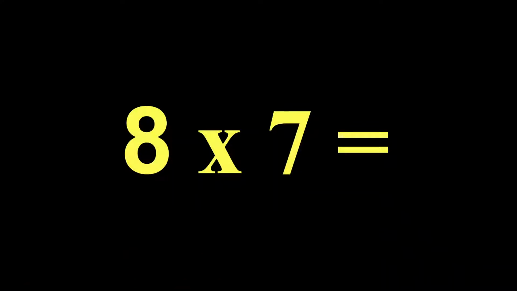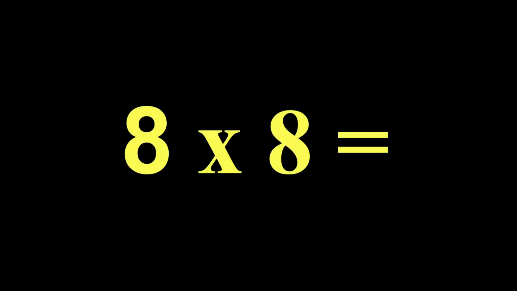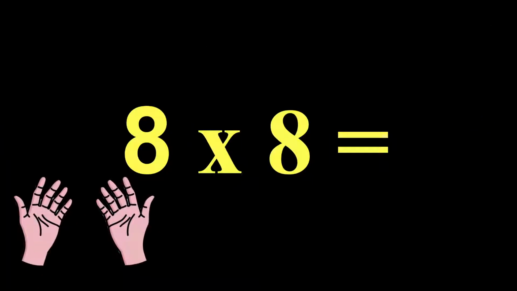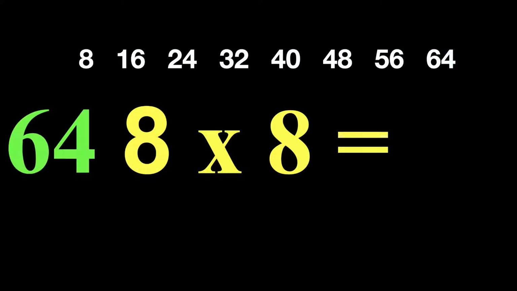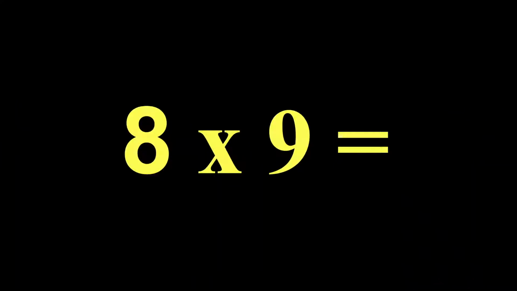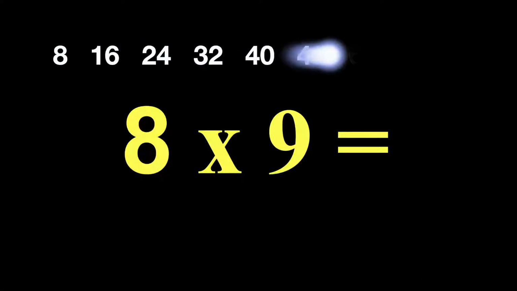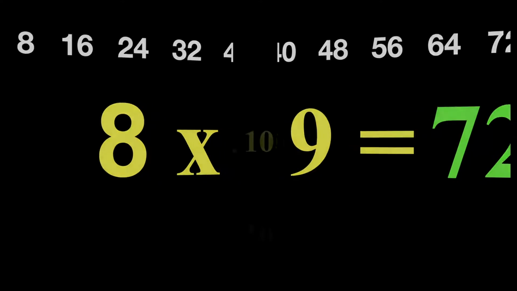8 times 7, keep track. Try some together. 8, 16, 24. You doing okay? 32, 40, 48, 56. Nice. 8 times 8. 8, 16, 24, 32, 40, 48, 56, all the way up to 64. 8 times 9. Oh, Wally. Ready? 8, 16, 24, doing okay, 32, 40, 48, 56, 64, right? Keep track. And 72, so 8 times 9 is 72.